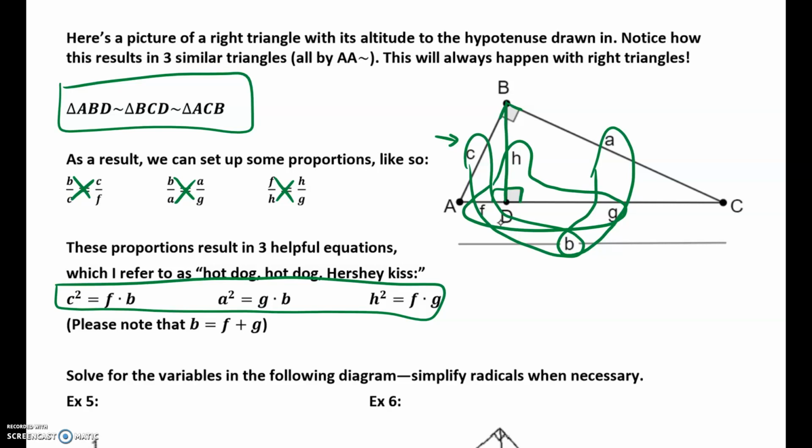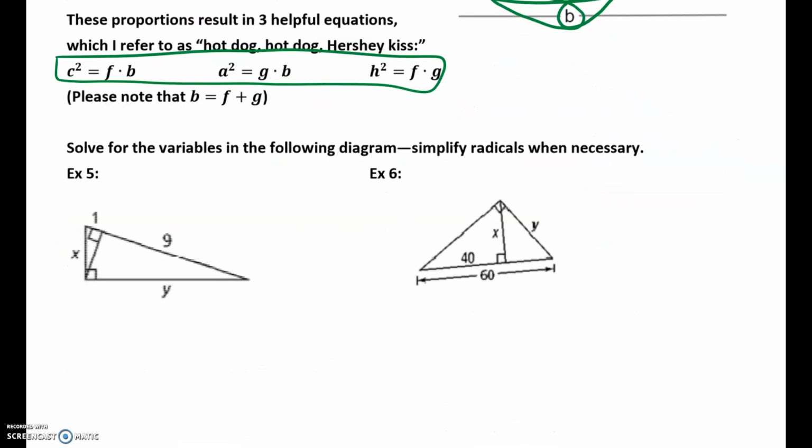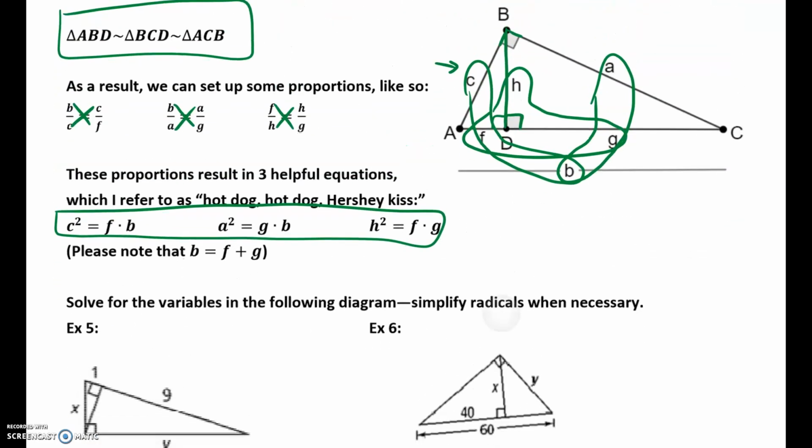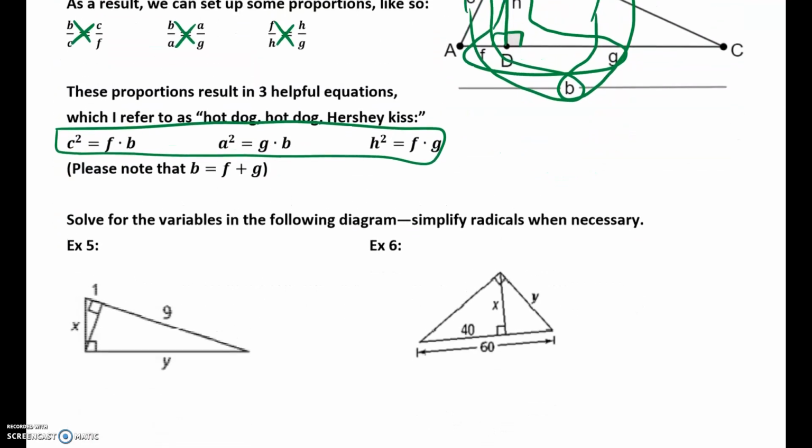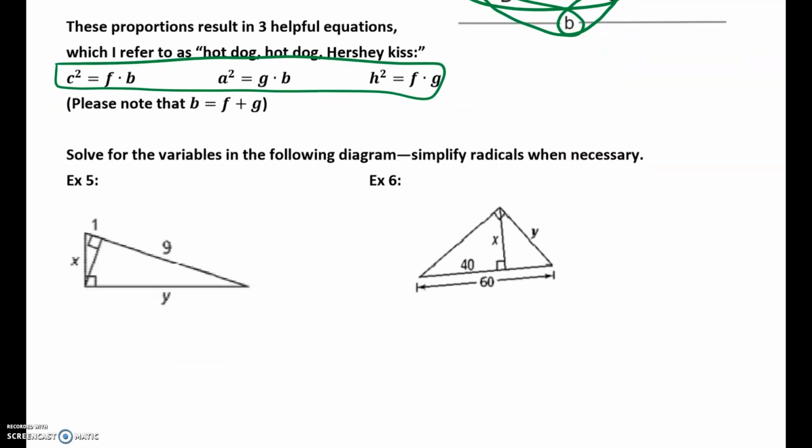If you add those together, you can get all of B. All right, let's see if we can actually try some. Again, if the picture is not oriented in this way, you can rotate your paper to make it work. All right, so let's solve for the variables in the following diagram.